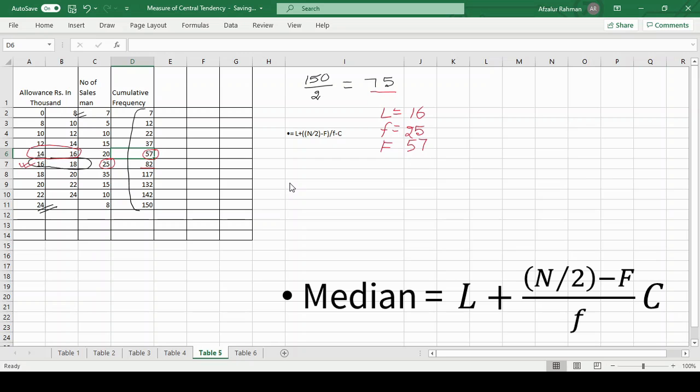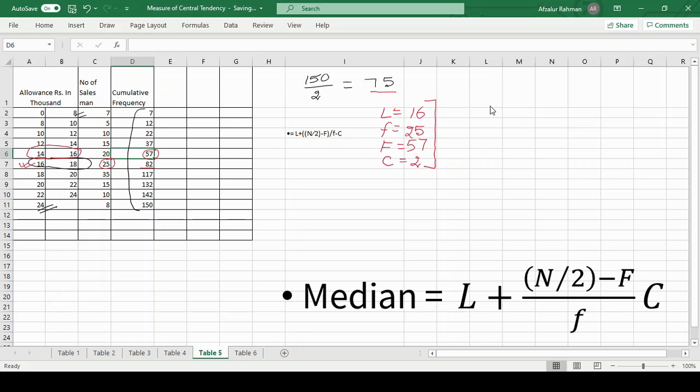Then next is c. What is c? c is the width of this class. So 16 to 18 means 2. 2 is c. So now we have everything to calculate our median.